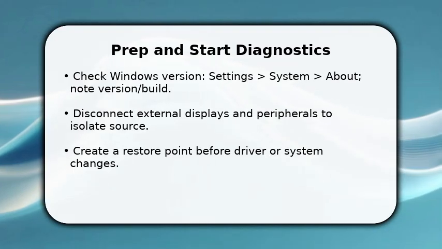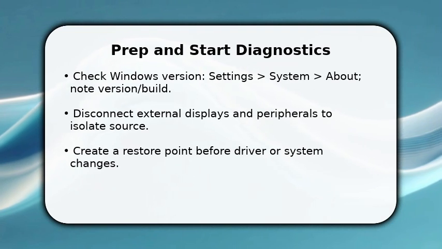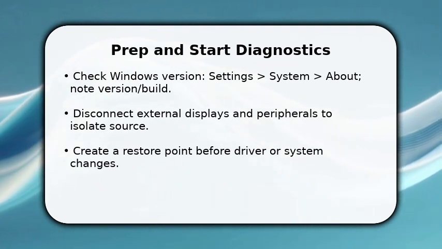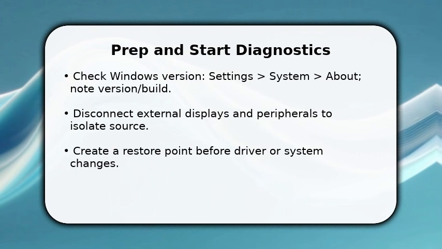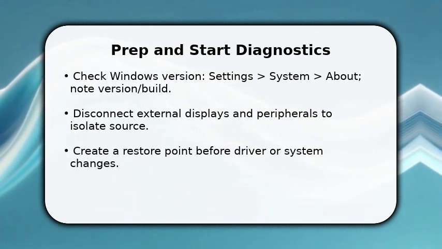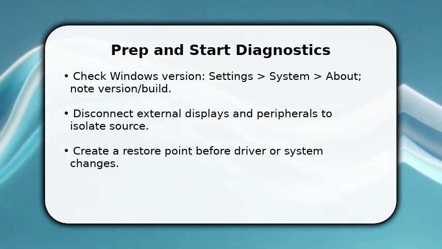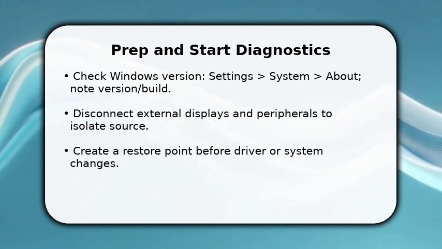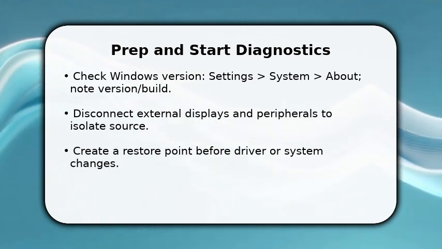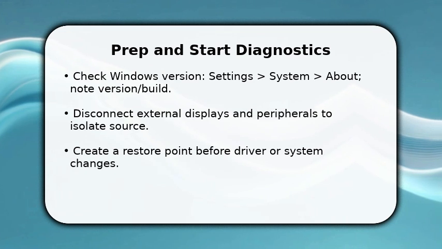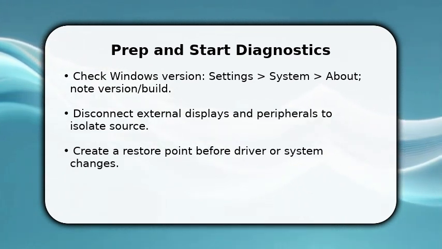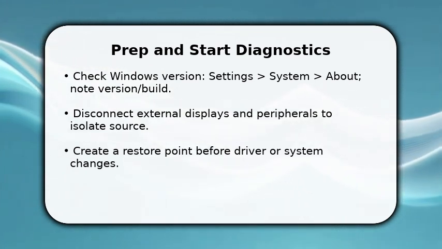You'll begin by confirming system basics. Open Settings and check the Windows 11 version and build so fixes match your release. Once done, unplug external monitors, docks, and unnecessary USB devices to rule out hardware conflicts. Create a system restore point now so you can revert if something goes wrong. These steps speed up diagnosis and protect your data.